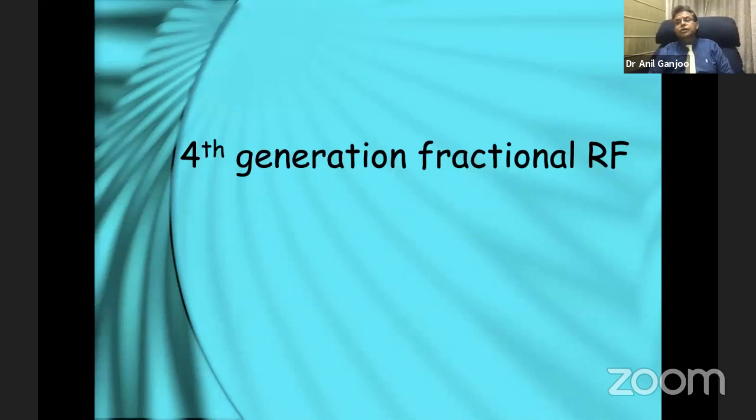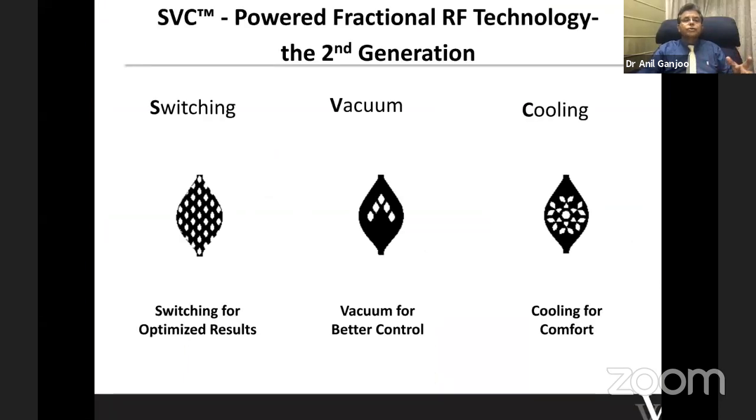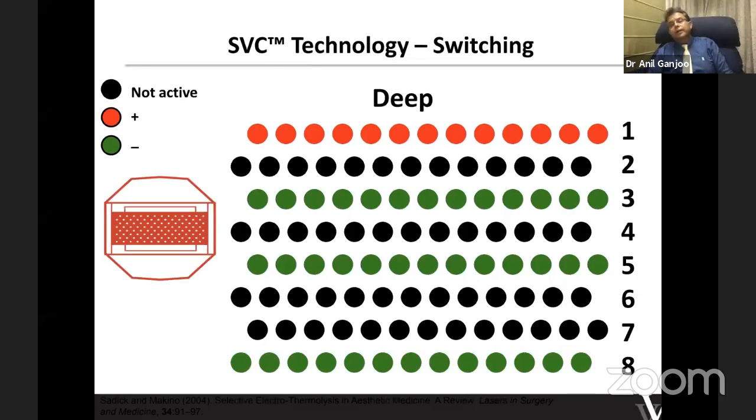Recently, there is another introduction in the radio frequency resurfacing, the 4th generation fractional resurfacing, they call it. I've just got it into my clinic. It's called switching vacuum cooling technology, or the SVC technology. So what it does is, I talked about the distance between the electrodes making a difference in the depth of the impact of a machine. Now this device, particularly called Viora, has a handpiece and a plate which has all these electrodes. They are not needles, they're just electrodes, distributed on top of it.